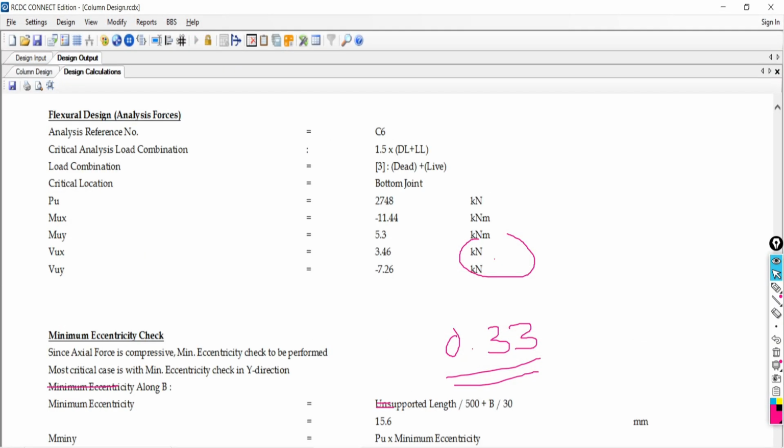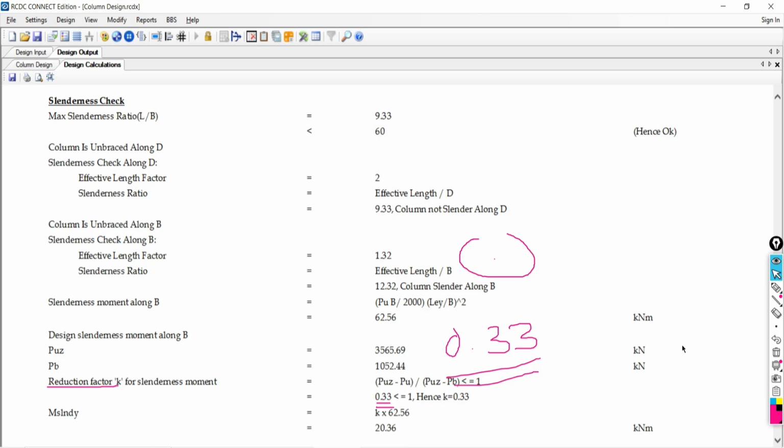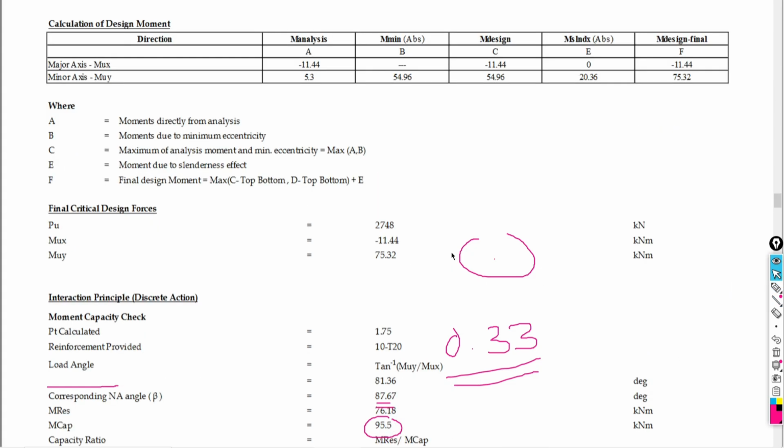And after doing this, we are getting the additional moment as 20 point something, and here after implementing we are getting 20.36. So exactly it is matching. Now finally, movements. So see here, analysis movements are same.